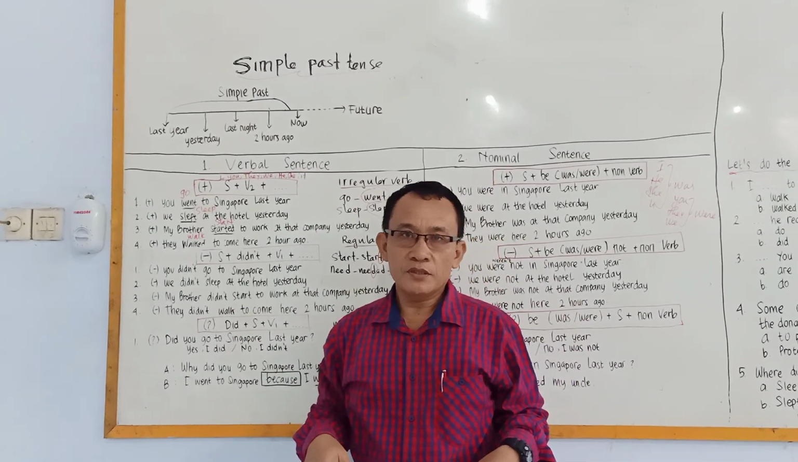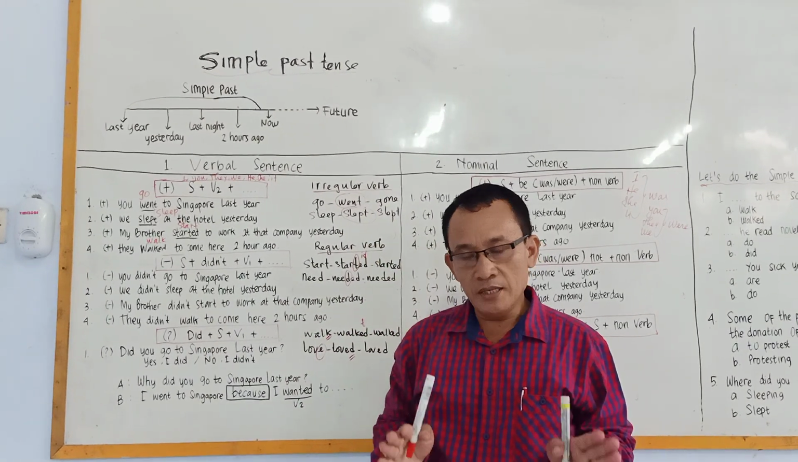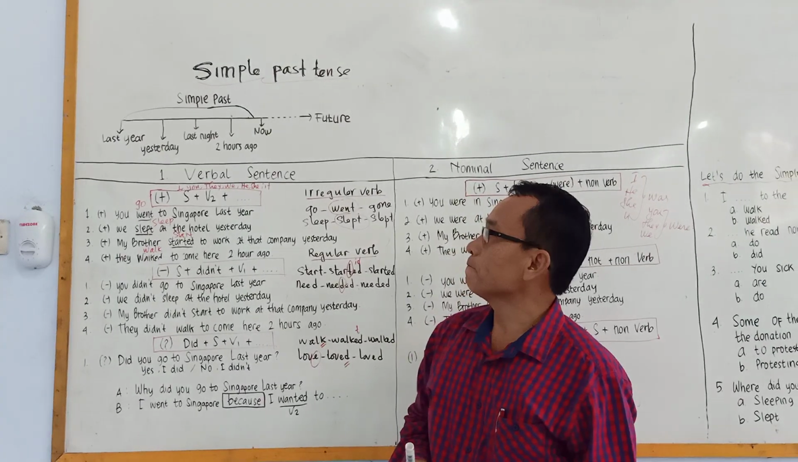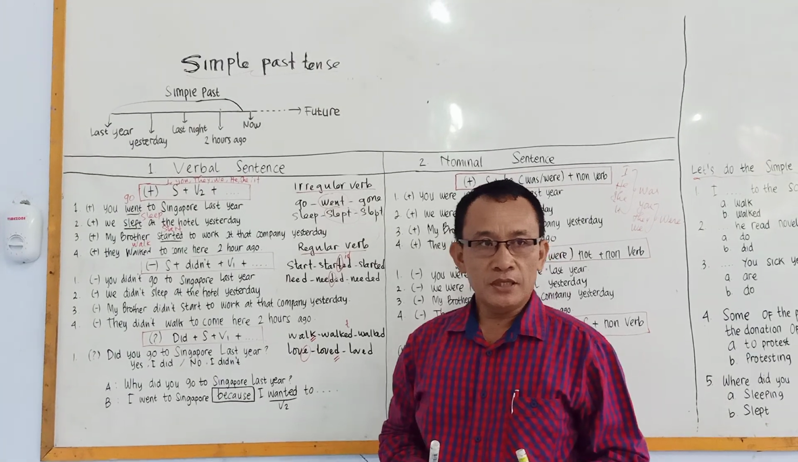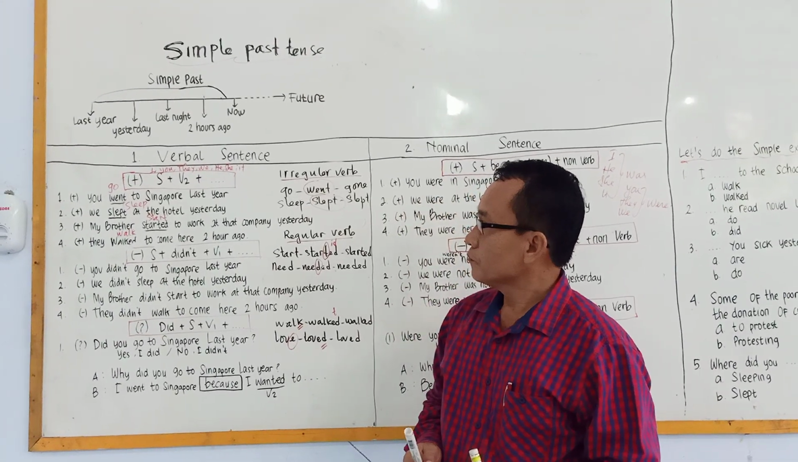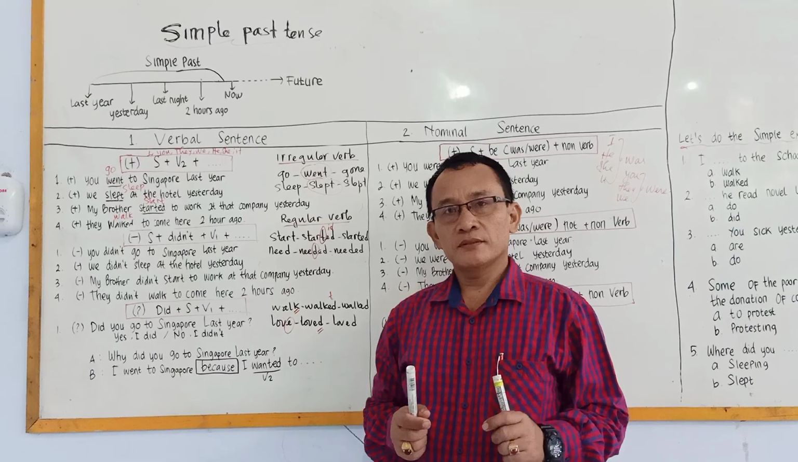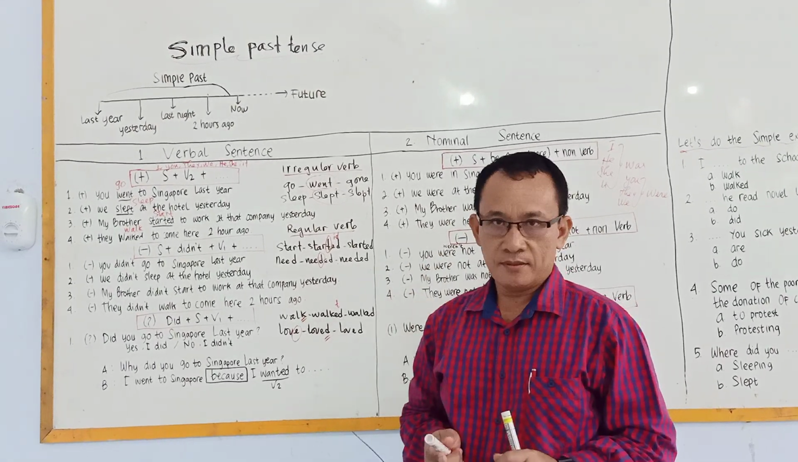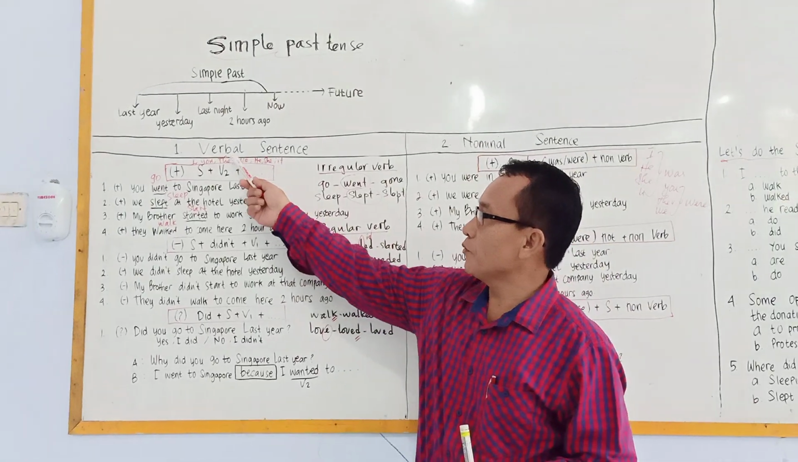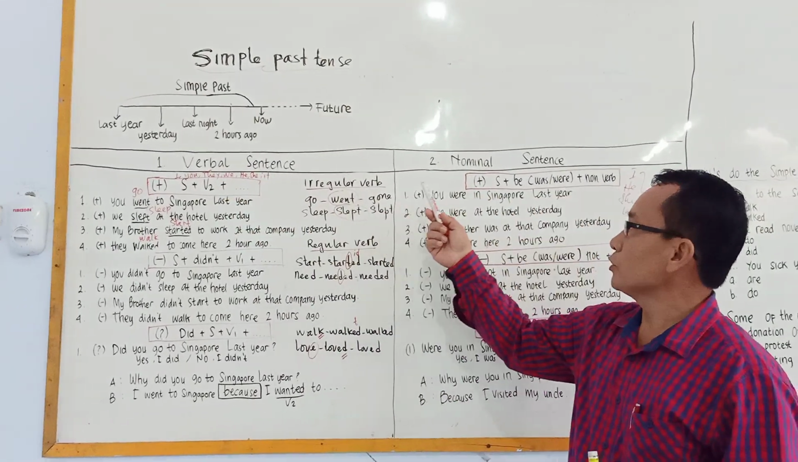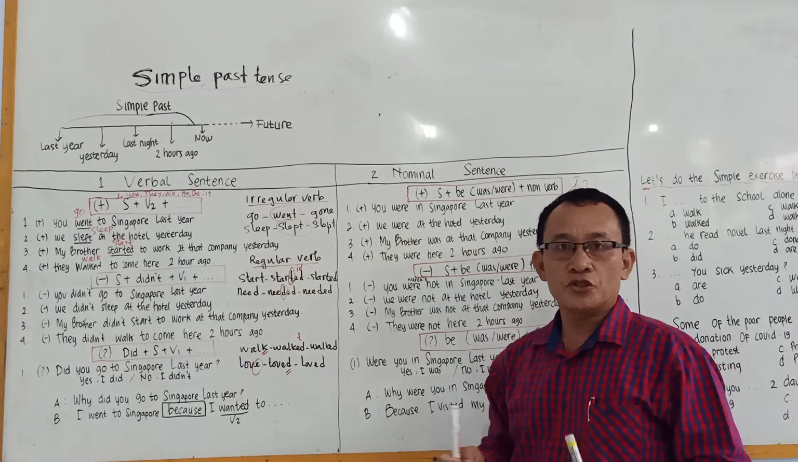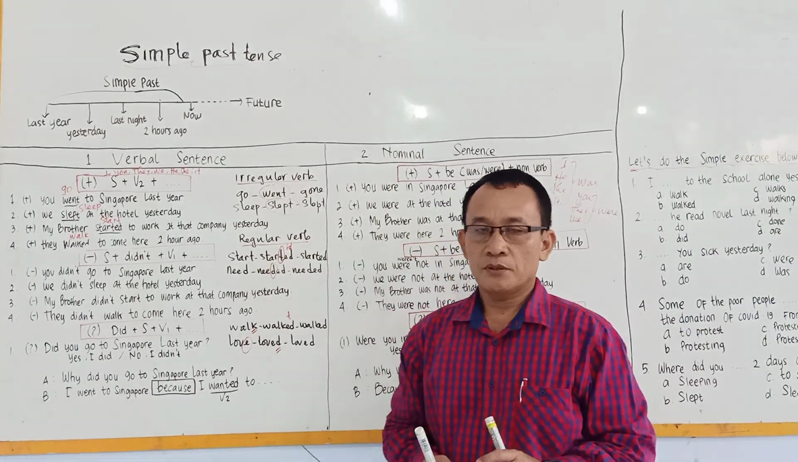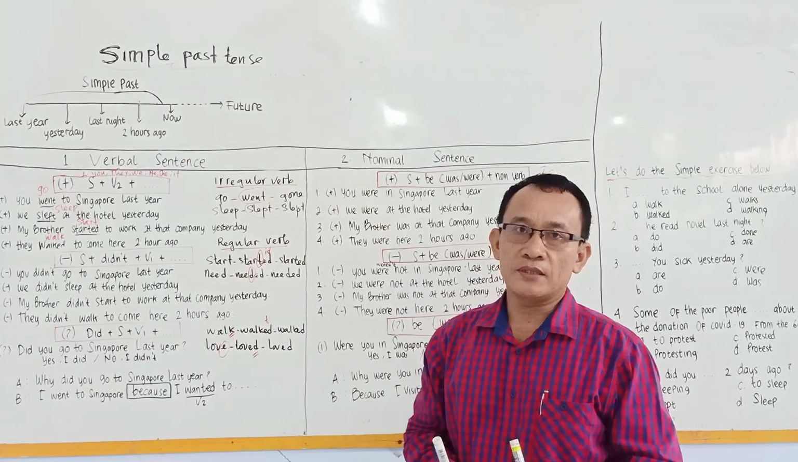Now, it is not simple past tense. So the time before now is called simple past tense. Well, students, simple past tense consists of two parts. The first one is verbal sentence, and number two is nominal sentence. So today we want to learn about both of them, verbal sentence and nominal sentence.